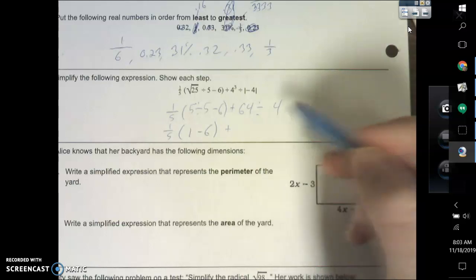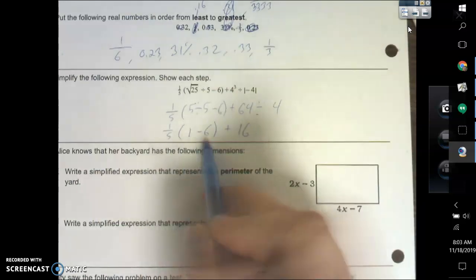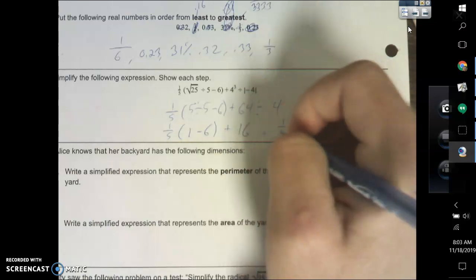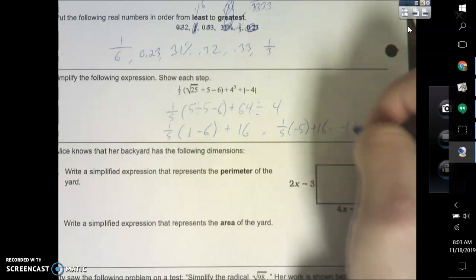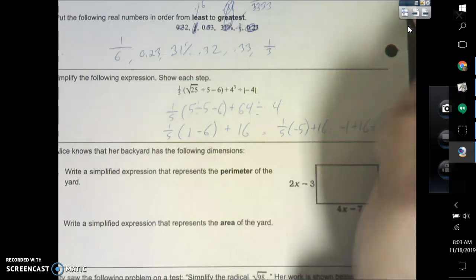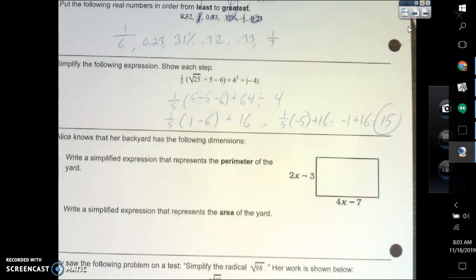Over here, order of operations, PEMDAS, 64 divided by 4 is 16. 1 minus 6 is negative 5. So that gives you negative 1 plus 16, 15. Okay, you can throw everything right in your calculator as well. You get the same answer.